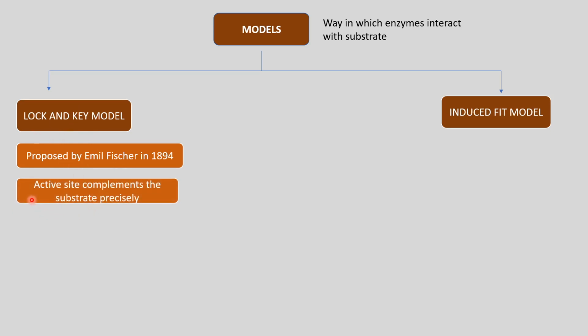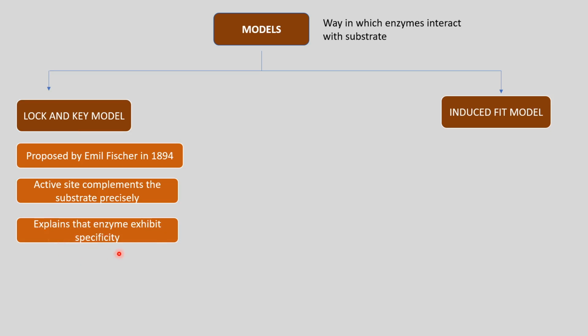this model explains that the active site complements the substrate precisely, which means that the active site shape is exactly such that the substrate can exactly fit into it. That is, the shape is completely complementary, so that both of these can fit into each other, right? And therefore this model is called the Lock and Key Model, because it's like a key fits into a lock. In that way, this is called the Lock and Key Model. This model explains that the enzyme exhibits specificity.